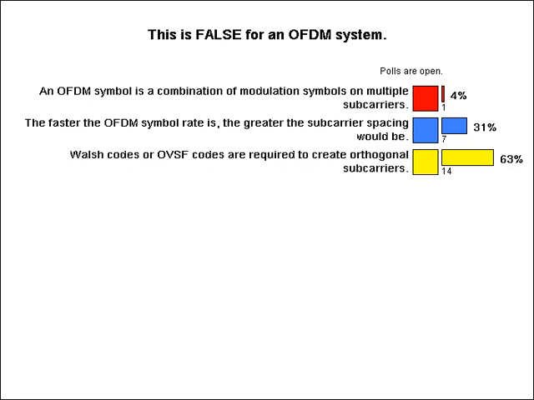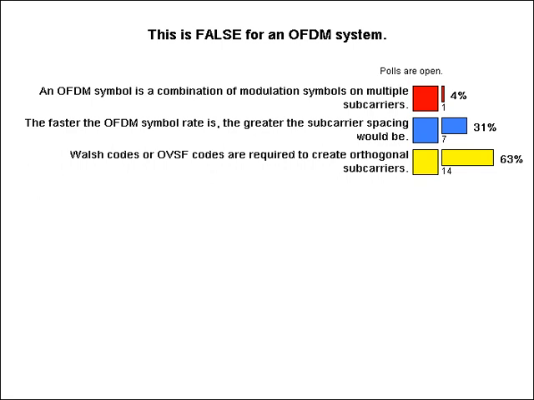Then you have constructed orthogonal structure. You do not need the help of Walsh codes or OVSF codes for orthogonality in OFDMA. Of course, you need those for CDMA based systems, but not here. Okay, so that is the correct answer.